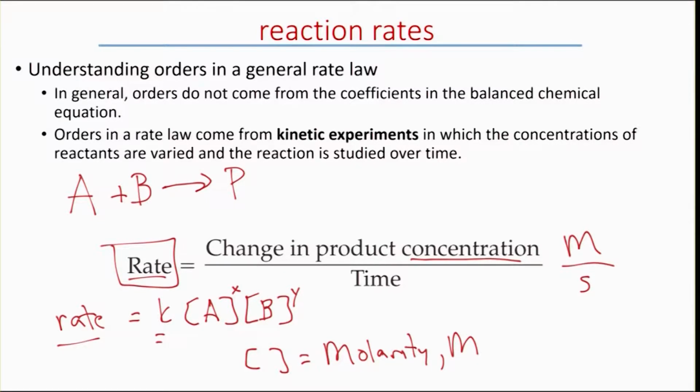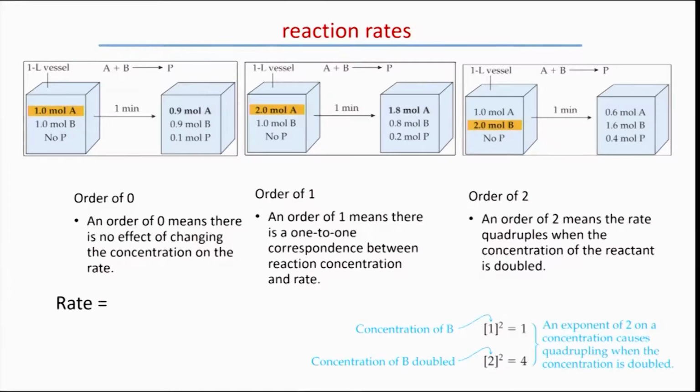All right, let's look at some data and see how they actually come up with these rate laws. So here we have three reactions taking place. All of them have the same reactants and products, so it's the same reaction, but what we are doing in each of these is just changing the concentrations of the reactants. Our reactants are A and B, and we're making product, and they're written in moles, but they're all in a 1 liter vessel. So when you see 1.0 moles of A, you can just assume that's 1 molar A.